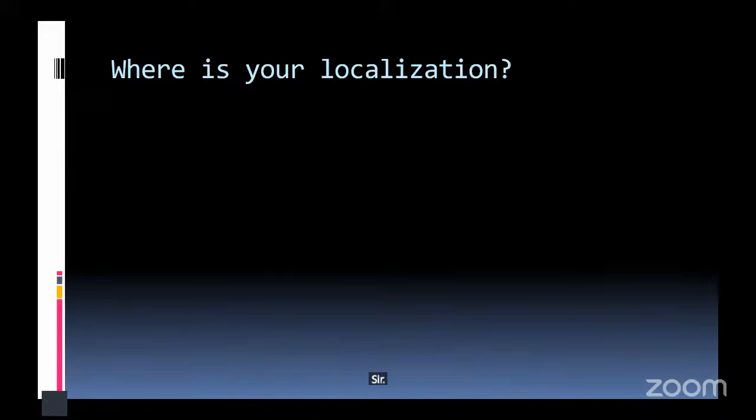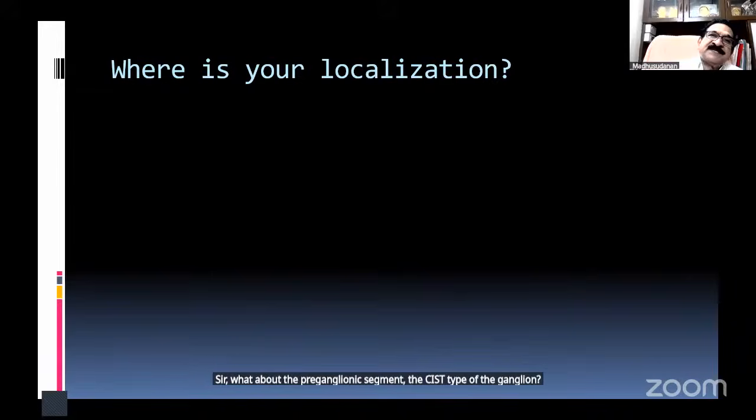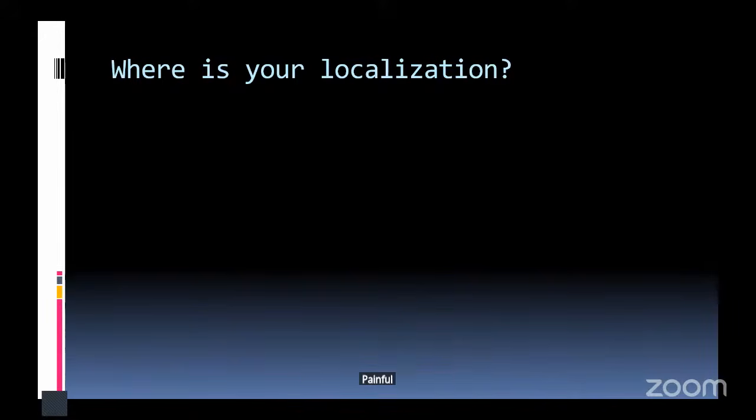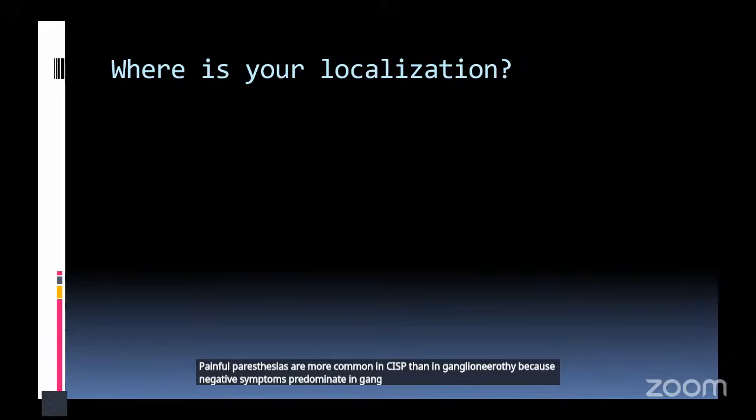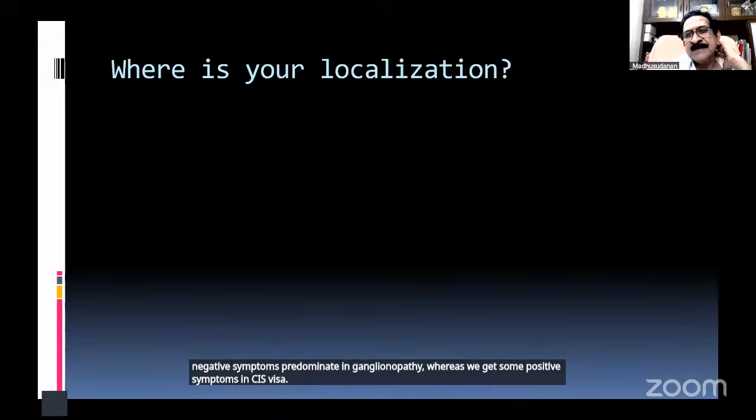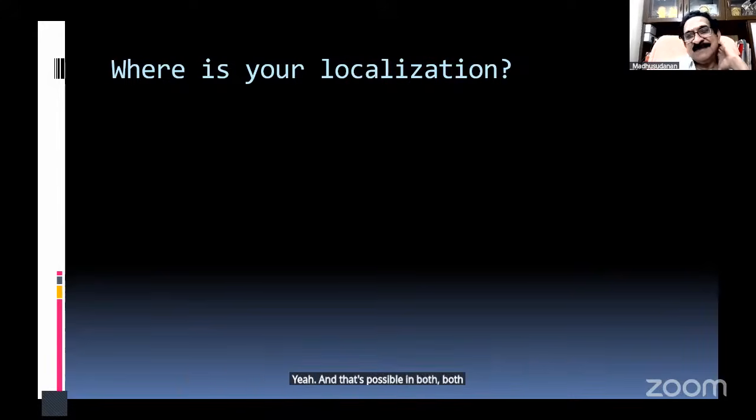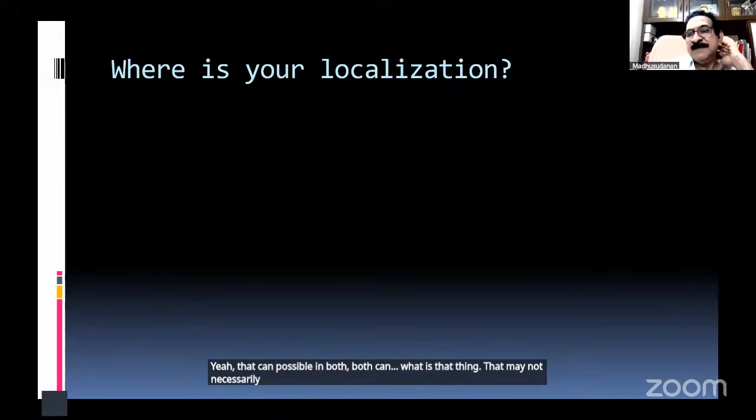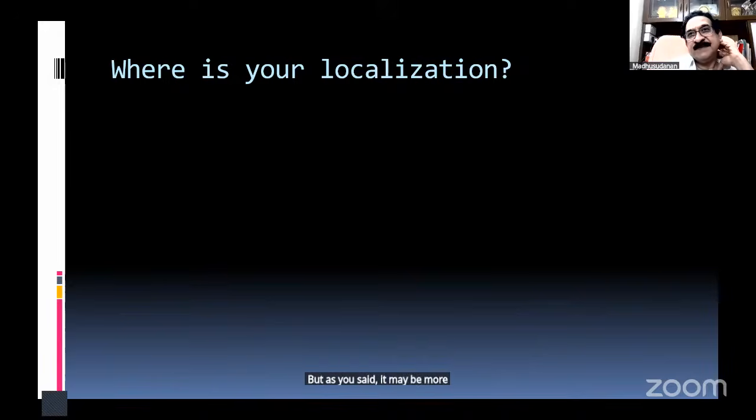Sir, what about the preganglionic segment, the CISP type of ganglionopathy? Again, the clinical presentation is the same. They present with sensory ataxia and areflexia; the reflexes are not retained. Painful paresthesias are more common in CISP than in ganglionopathy, because negative symptoms predominate in ganglionopathy, whereas we get some positive symptoms in CISP. Both can produce that, so it may not necessarily differentiate, but it may be more in CISP.